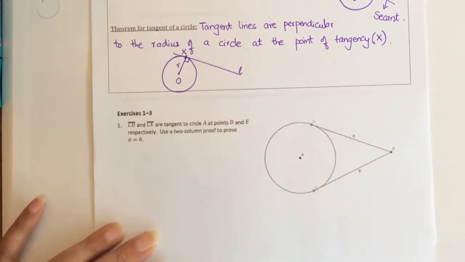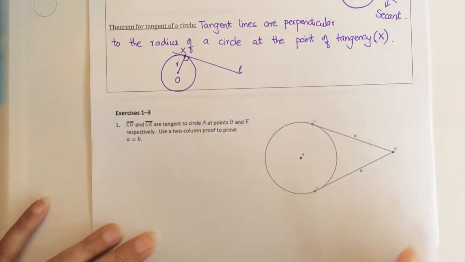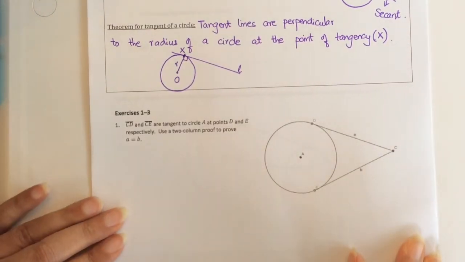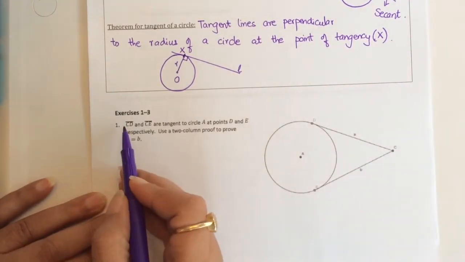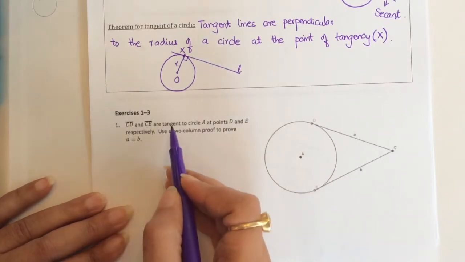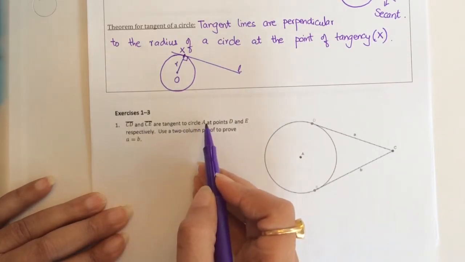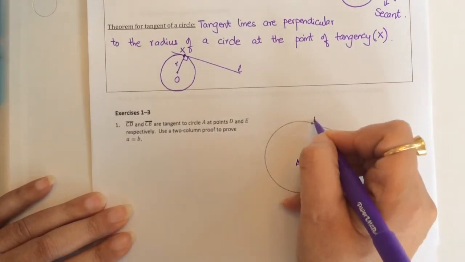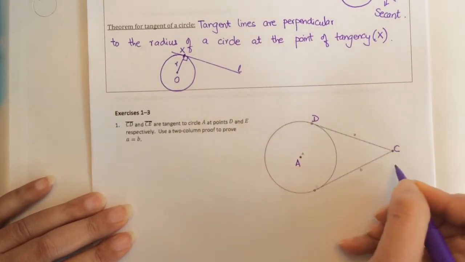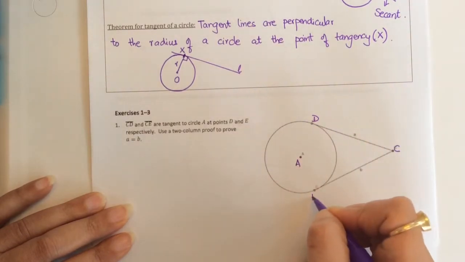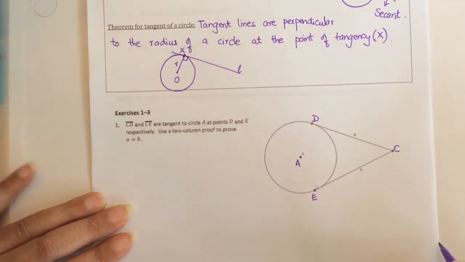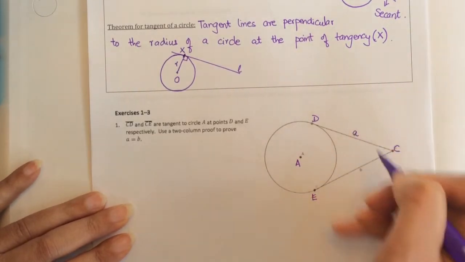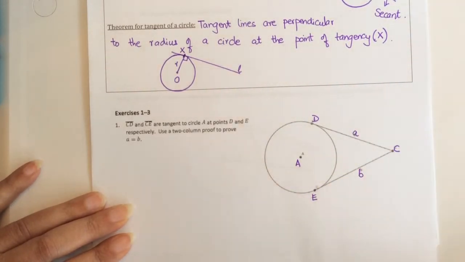Okay, moving on. Now, I am asked to prove that if CD and CE are tangents to a circle A, so I have a circle with center A, and CD and CE are two tangents to the same circle, then A is equal to B.